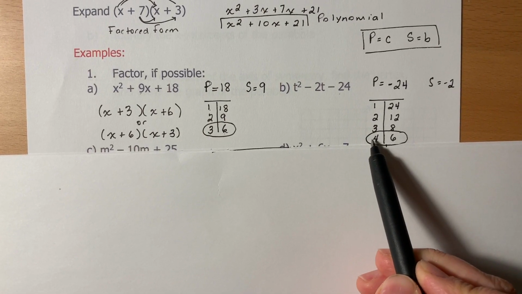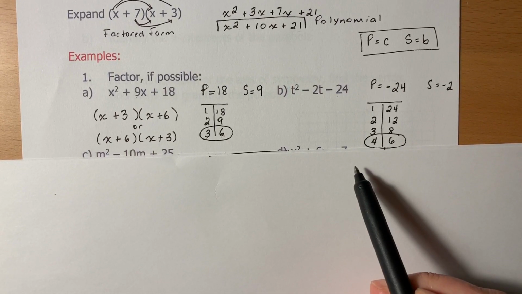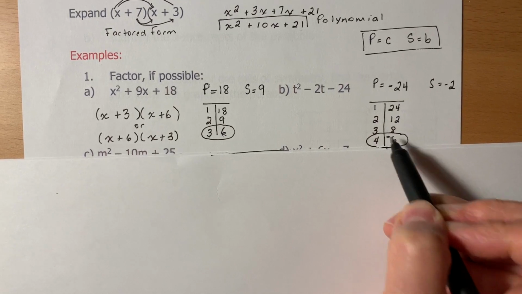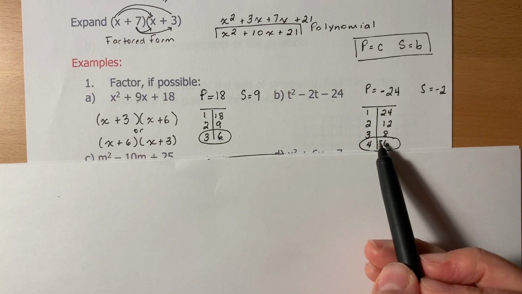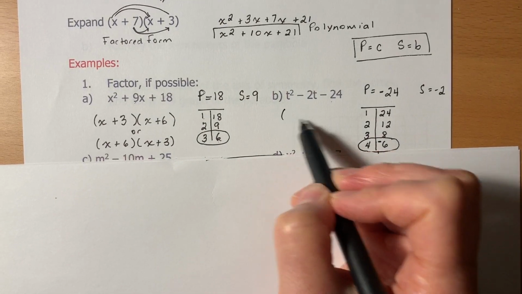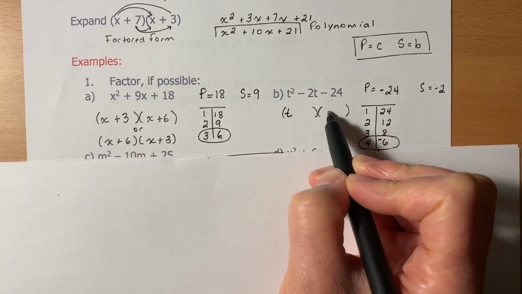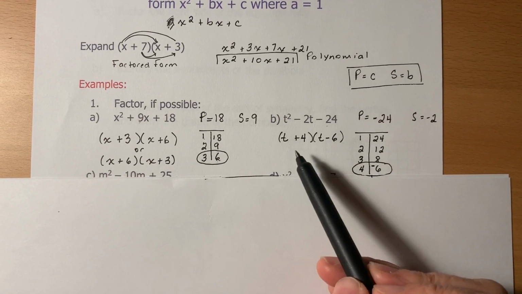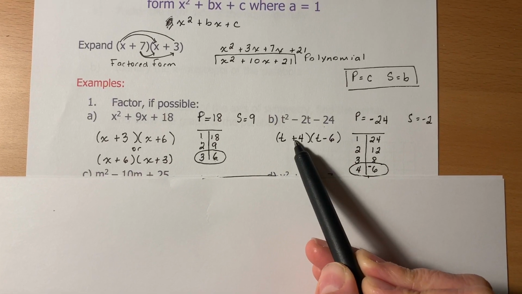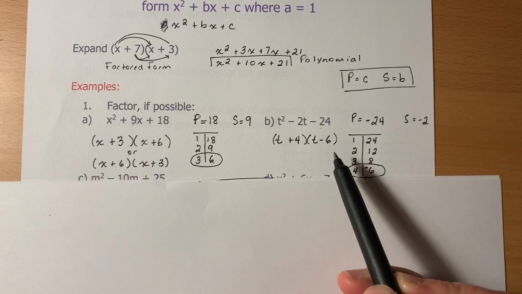You have to check. If you put the negative on 4, -4 plus 6 is +2, not -2. So I know my negative is right here on the 6. 4 plus -6 is -2. So now I do my two brackets. Whatever variable is here, I put in. Okay, so I put my numbers in. Because this is +4, I write t plus 4. Because this is -6, I write t minus 6.